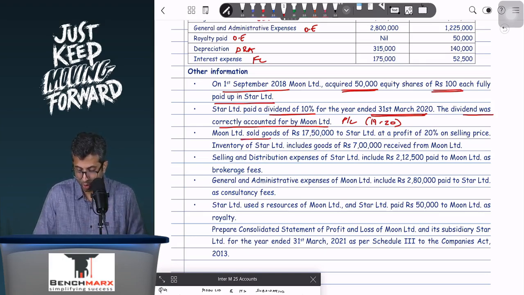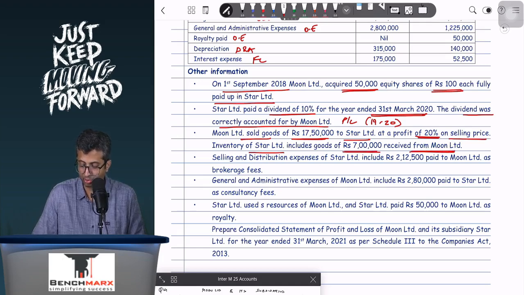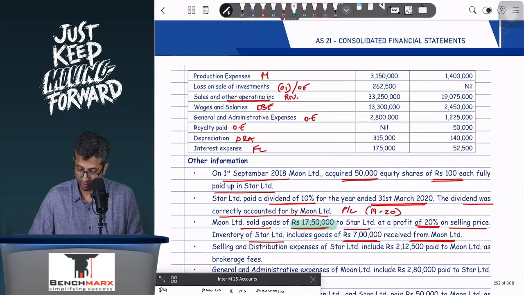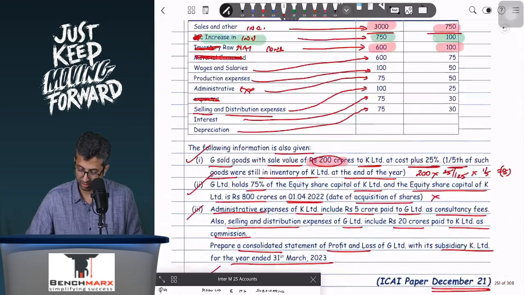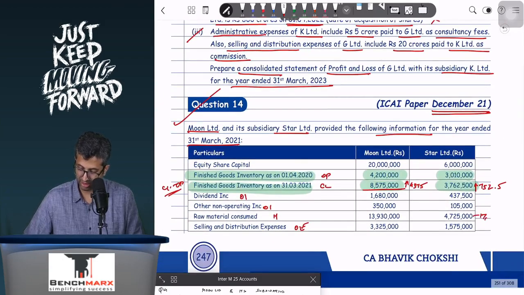Now Moon sold goods costing 17,50,000 to Star. Moon sold goods of 17,50,000 to Star at a profit of 20% on the selling price. Inventory of Star includes goods of 7 lakhs received from Moon. So over here, can I say 17,50,000 must be reduced while calculating sales? So when I look at sales over here, from this sales value, I will subtract minus 17,50,000. Further, from the materials consumed, I will also subtract 17,50,000.